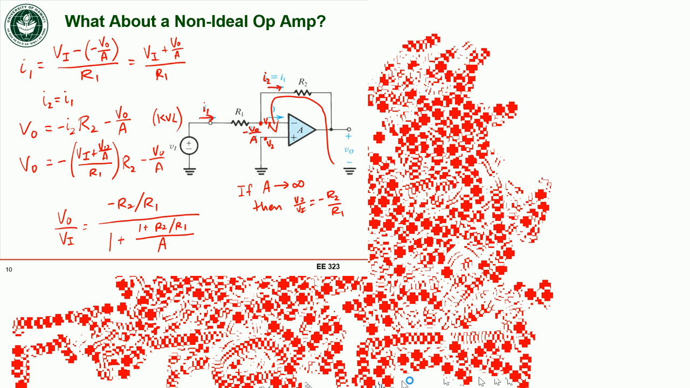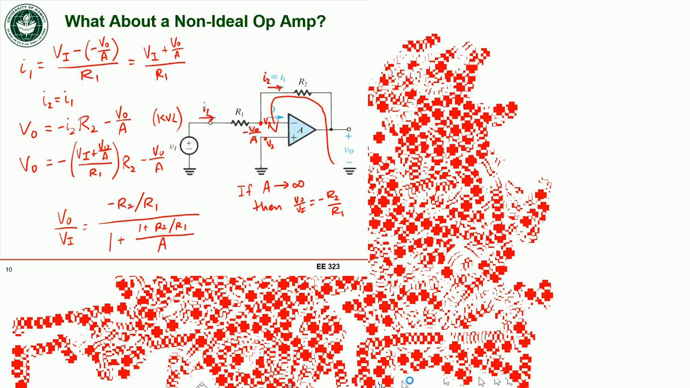Now, if I have a finite gain, then I need to use this equation. But even though the gain is not infinite, it's usually pretty high. So the second term in the equation is going to be relatively small, less than one. So you're not going to be affecting the gain of this inverting op amp too much compared to the ideal case if I have a real op amp.